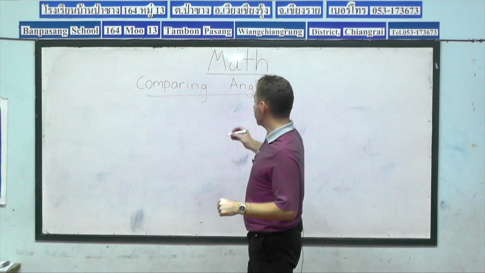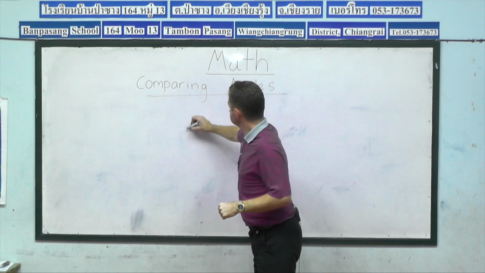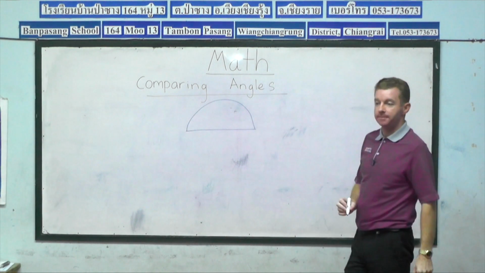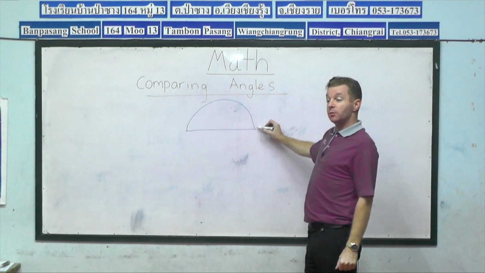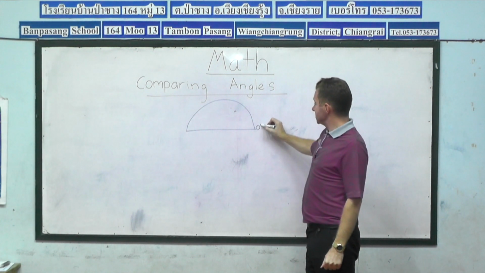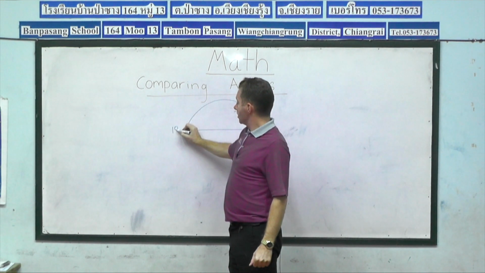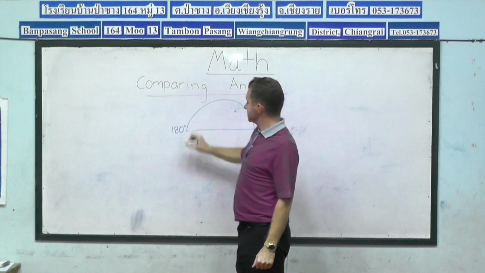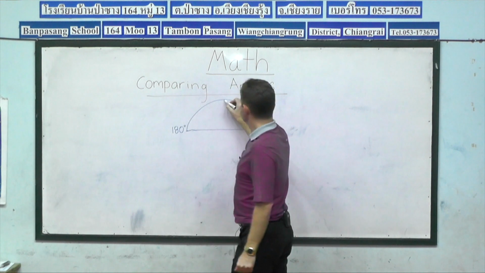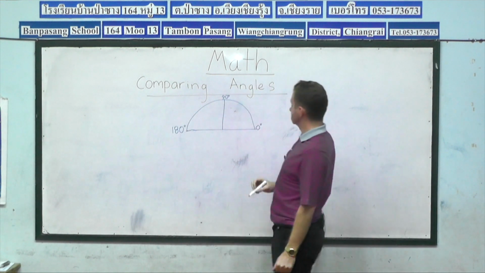Protractor. Okay, so a protractor will look like this. A semicircle for the protractor. And how many degrees will we start with at the bottom? 0. Well done. So 0 degrees, and a protractor will go to 180 degrees. So that means that at the top here is 90 degrees.